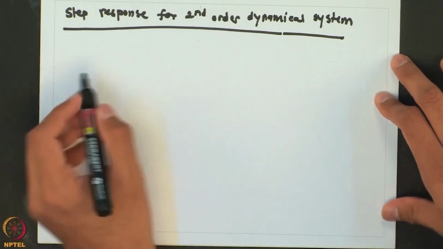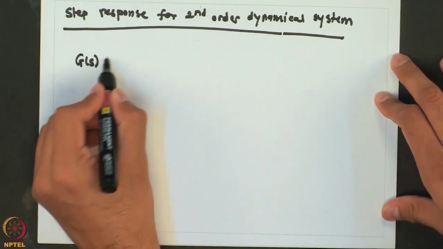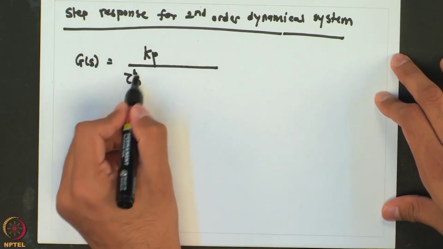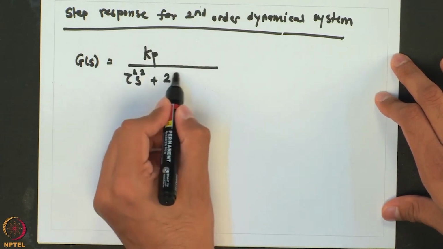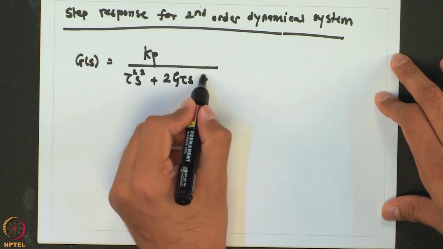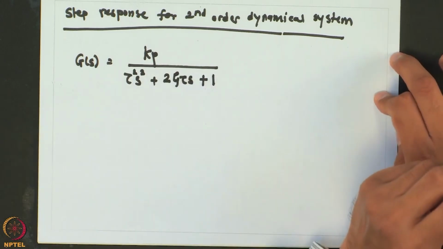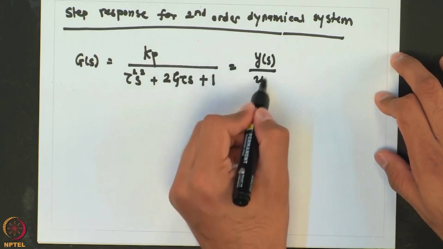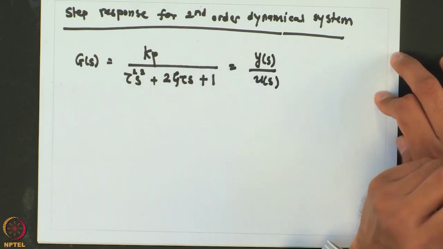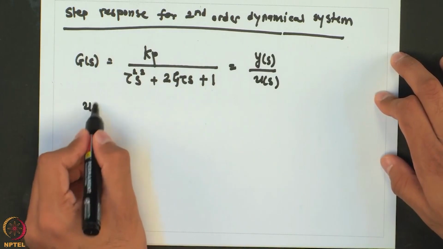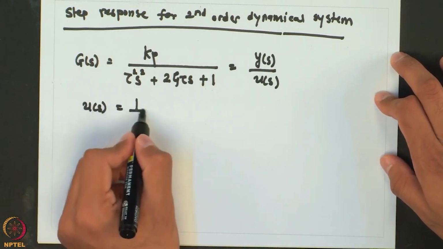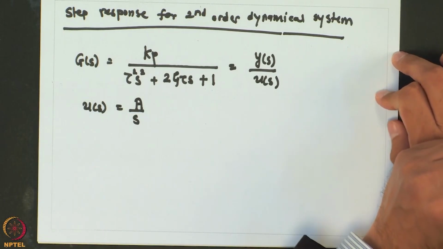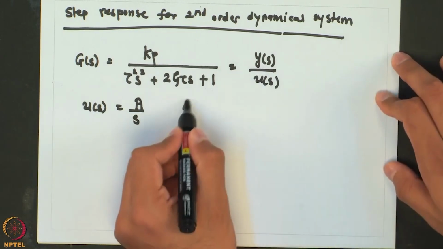So we will work with a general transfer function of a second order system, which is Kp over tau square s square plus twice zeta tau s plus 1, which is equal to Y(s) over U(s). And we are looking at step response. So the transform of the input is going to be A over s, where A is the step size.